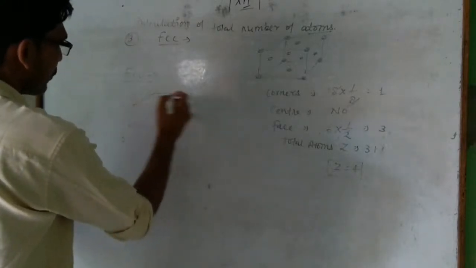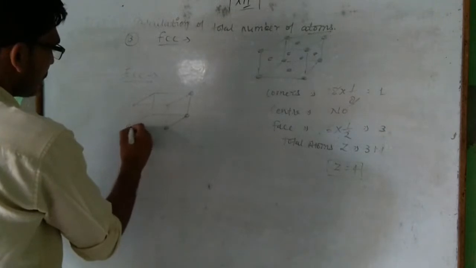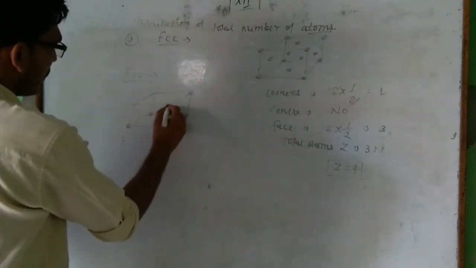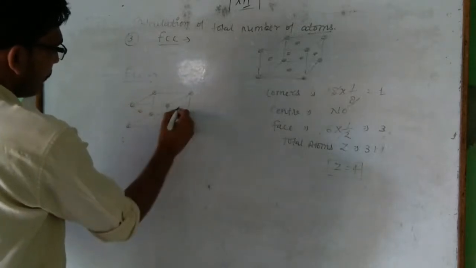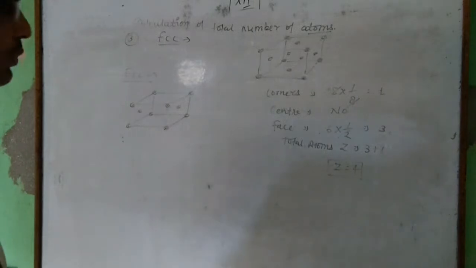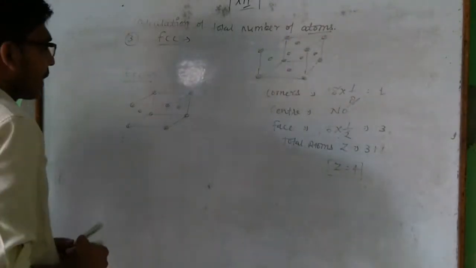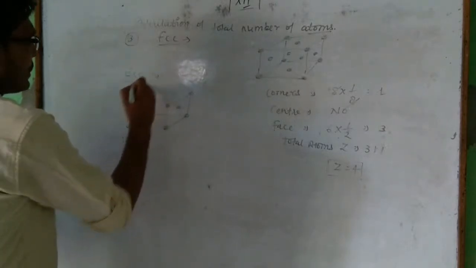Here is the structure of ECC. 8 atoms present at each corner. And we can have 2 atoms present at 2 faces only. So how can we calculate the total number of atoms in ECC?